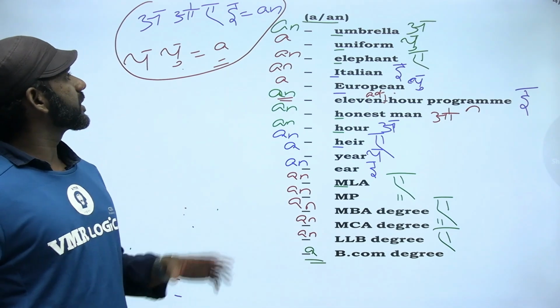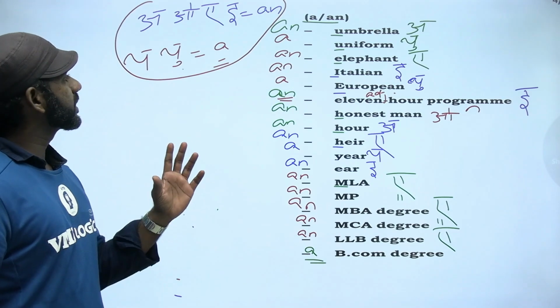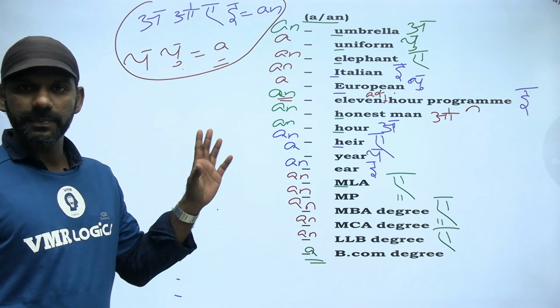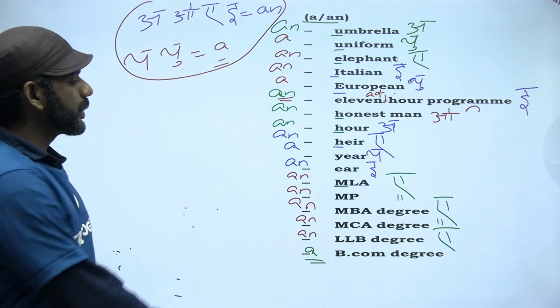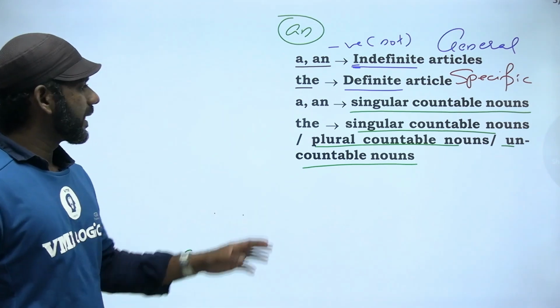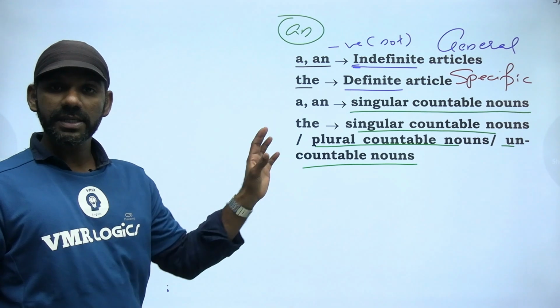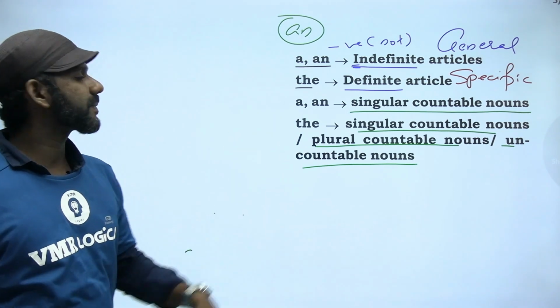So if a word begins with a vowel sound, use an. If it begins with a sound ya or u, use a. Got it? So as I told you, a and an are used with singular countable nouns. The can be used with singular countable nouns, plural countable nouns and uncountable nouns.